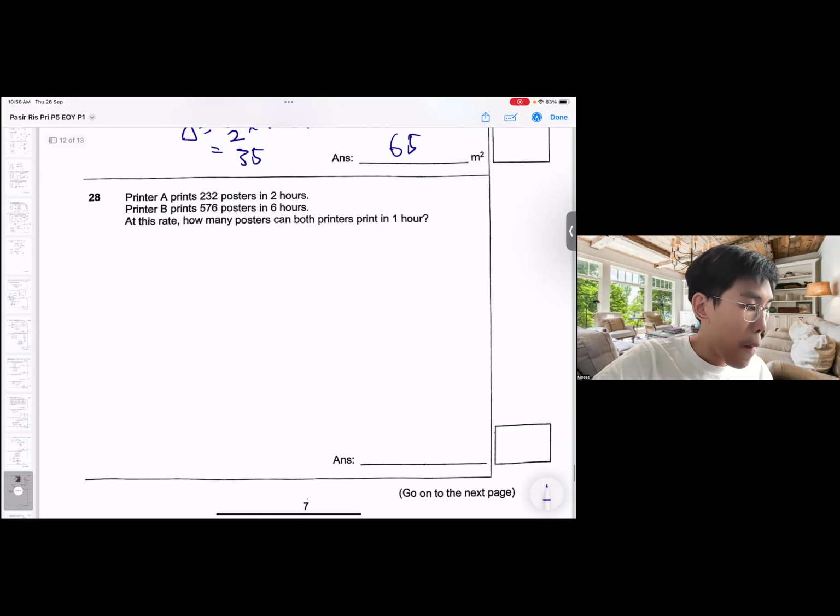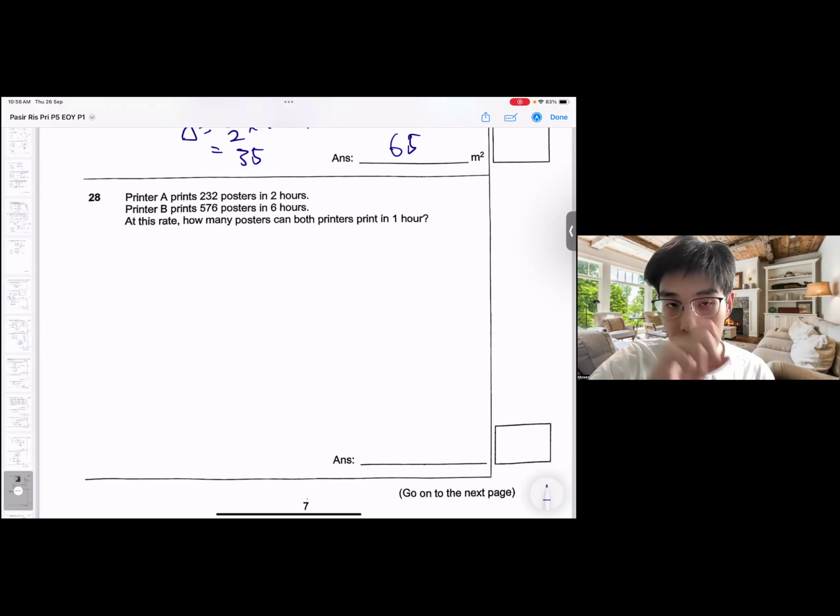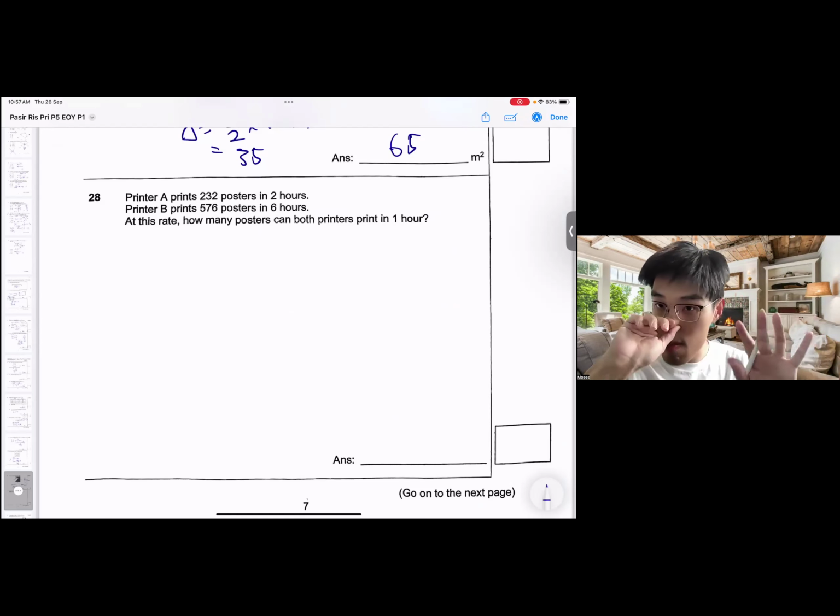Let's move on. Question 28. Printer A prints 232 posters in 2 hours. Printer B prints 576 posters in 6 hours. At this rate, how many posters can both print in 1 hour? So they combine together. That means A and B work together for 1 hour and we see how many posters can be printed.